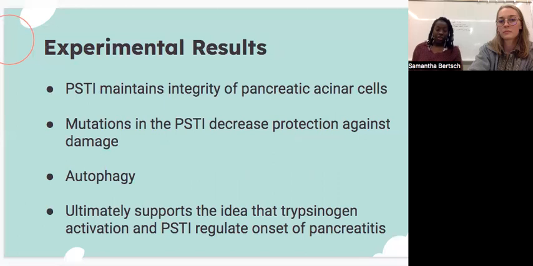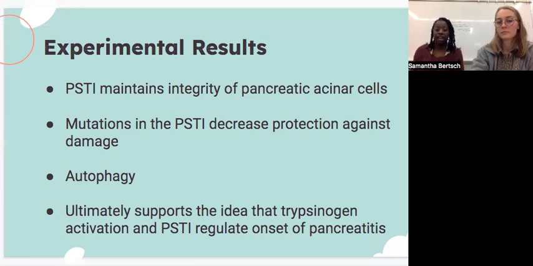The results: researchers observed that the mice with the PSTI gene maintained the integrity of the pancreatic acinar cells by inhibiting the production of trypsin too early on. This proved true because the mice had lower pancreatitis rates than they normally did. When there was a mutation in the PSTI gene, it could not inhibit trypsinogen, and pancreatitis was observed.